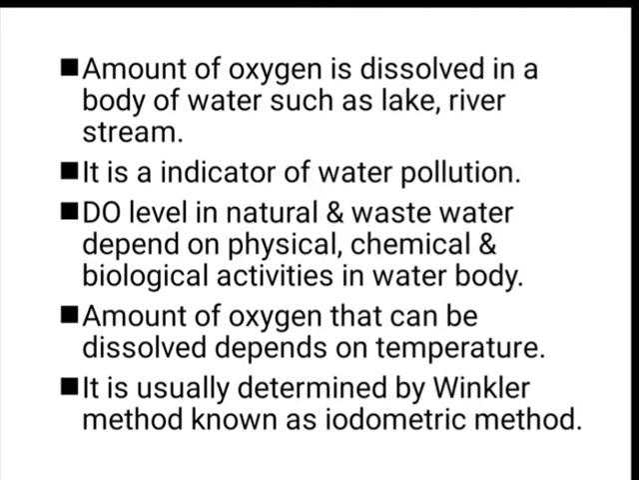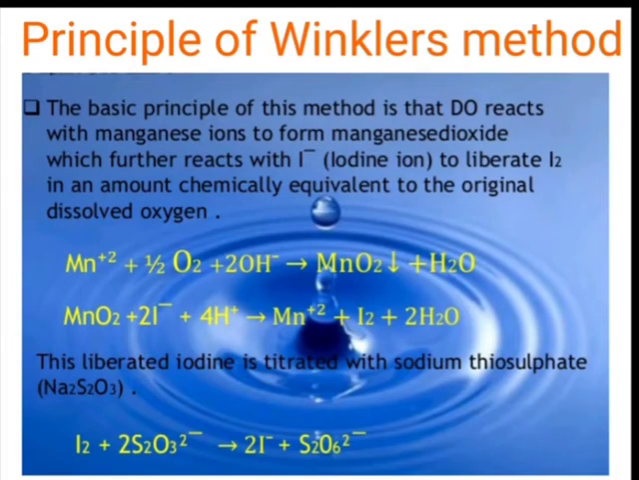which are present in water. So simply, dissolved oxygen is an indicator of water pollution, and the amount of oxygen which is dissolved depends upon the temperature, and that can be estimated by using the Winkler method, also known as an iodometric method. So here is the principle of Winkler's method.